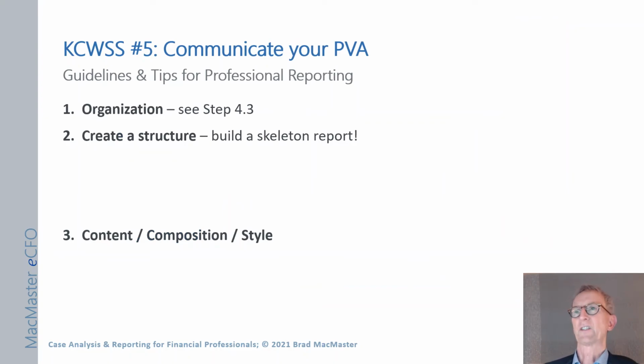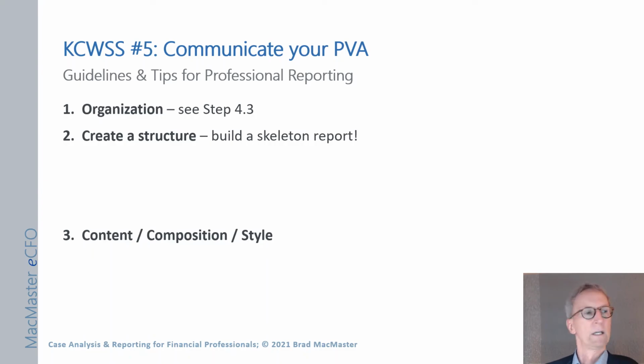All right, the last skill is about efficiently communicating your professional value added. So I've summarized these guidelines and tips for writing professional quality case reports into 3 categories: organization, creating a structure, and the particular content and composition and style. So if you want to reflect on how I've recommended you organize a professional report, go back and look at step 4.3 in the second video.